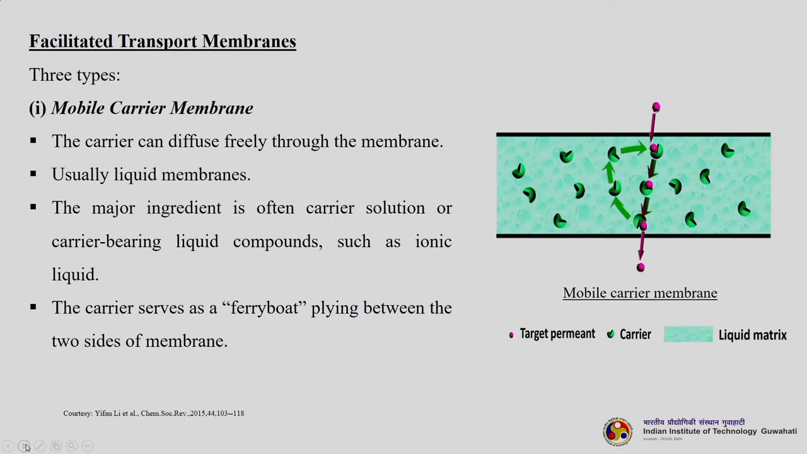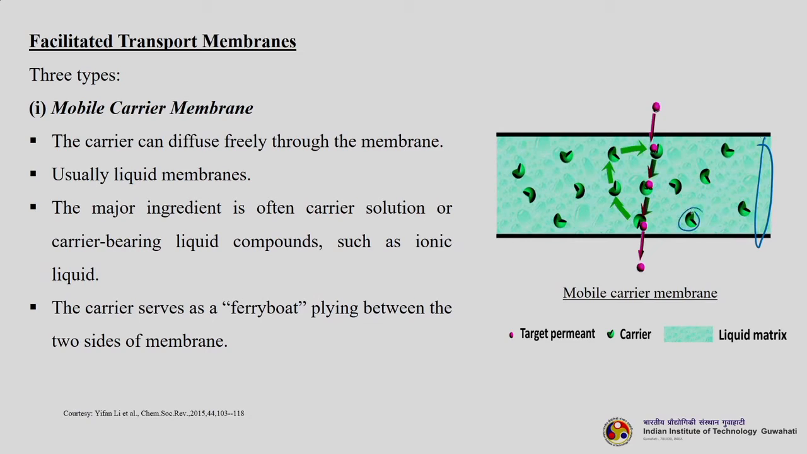So, 3 types of facilitated transport membranes are available. The first one is the mobile carrier membrane. Here the carrier can diffuse freely through the membrane. You can see here how it actually looks like. So, this is the membrane actually, and this is the liquid matrix in the case of the pores filled with liquids.